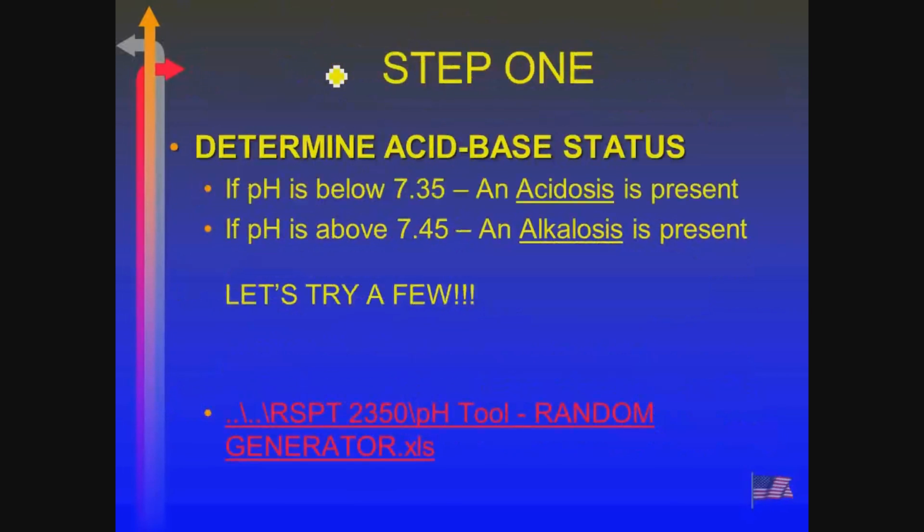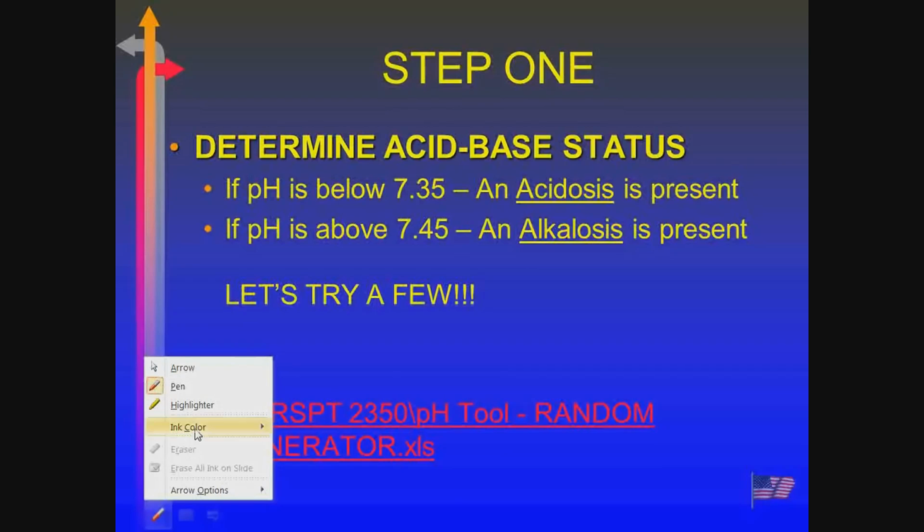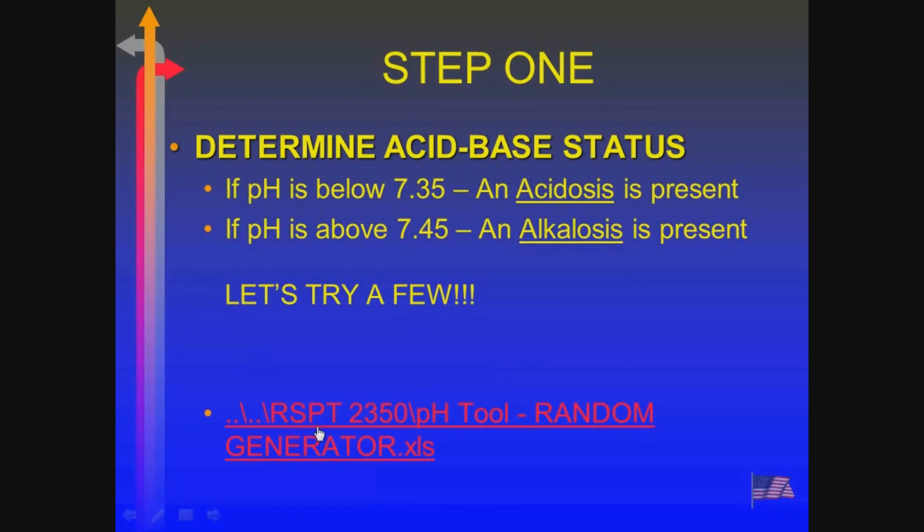So, first step in our classification system is quite simple. I look at my pH. I always start at the pH. Is the pH below 7.35 or above 7.45? If it's below 7.35, I'm going to call it an acidosis. If it's above 7.45, I'm going to call it an alkalosis, whether it's metabolic or respiratory.